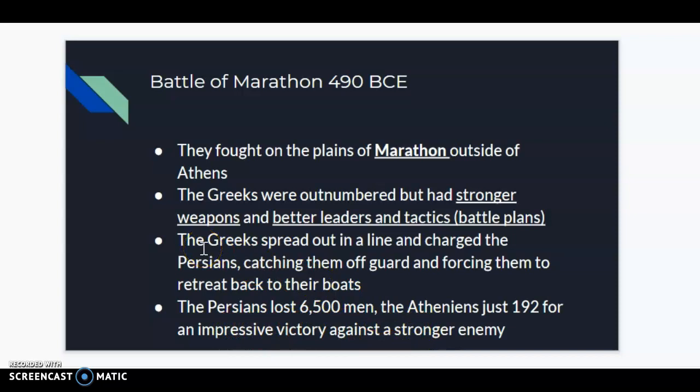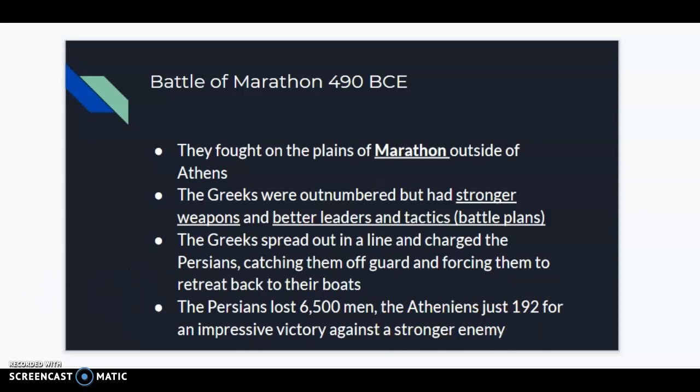There's a story that a couple days later, the Spartans do show up, and they had a religious holiday going on. That's why they said they were not helping the Athenians until that holiday was over, even though the Spartans are the best warriors in the ancient world. And when they arrive at the battlefield, they count the bodies and find 6,500 Persians dead and just 192 Athenians, and they say, oh my God, they're not known for war, but this is absolutely one of the greatest victories in Greek history, okay?